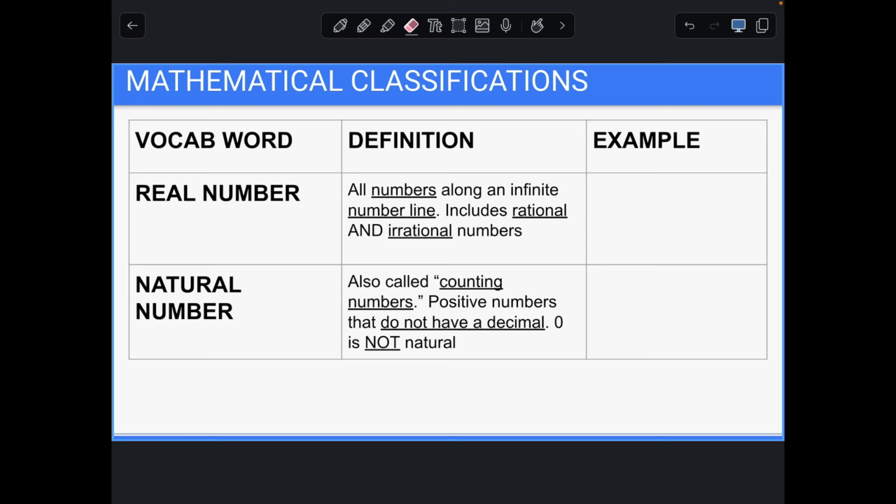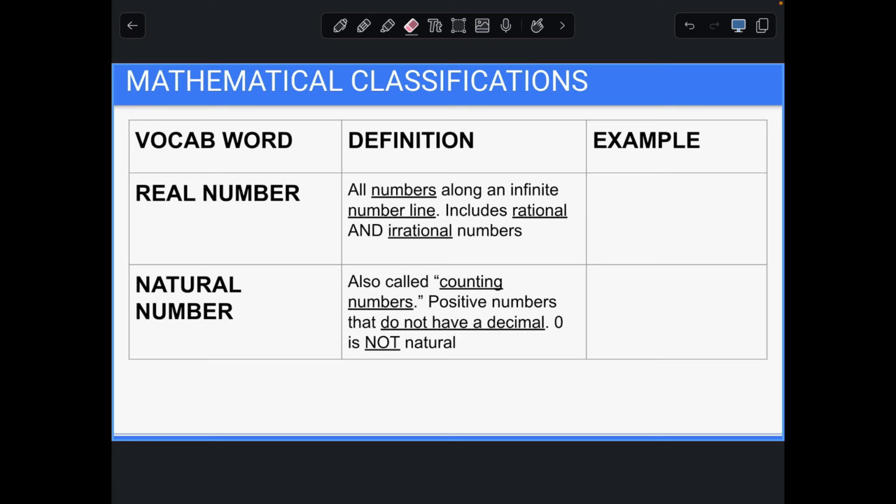Okay, our first vocab word are real numbers. Those are all numbers along an infinite number line. This includes rational numbers and irrational numbers. Okay, we will only deal with real numbers in this class.